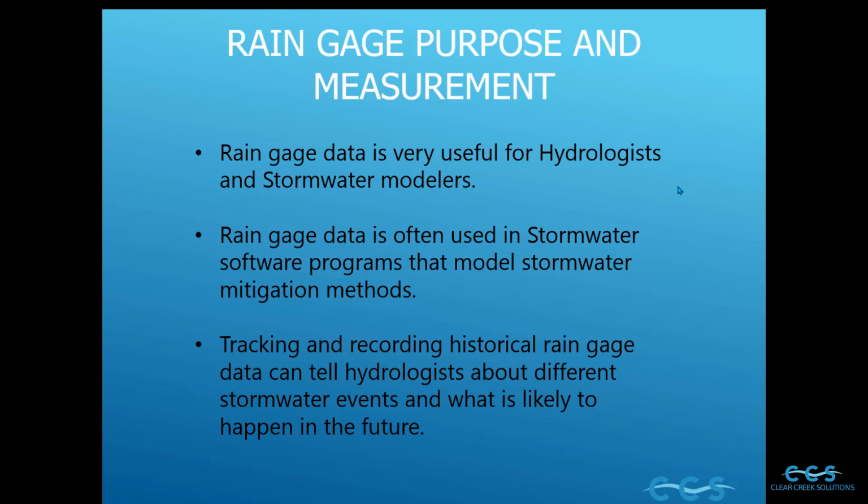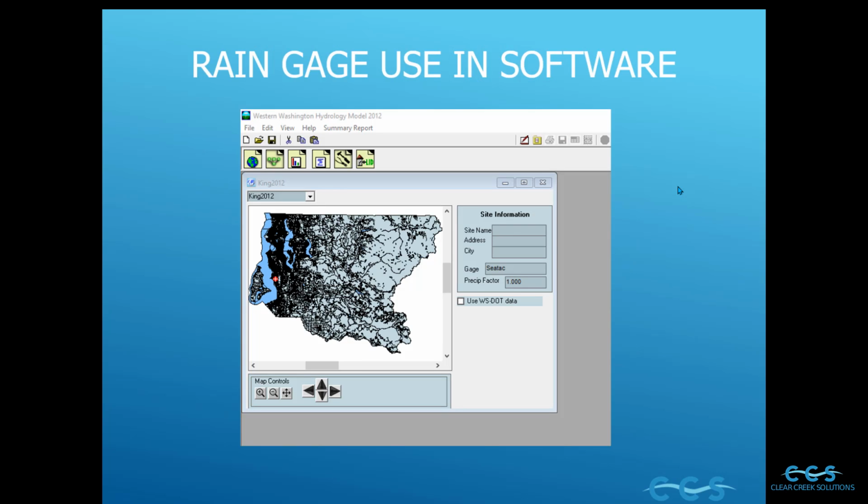So that's really good. Tracking and recording historical rain gauge data can tell hydrologists about different stormwater events and what is likely to happen in the future. So the whole idea behind continuous simulation is we're tracking rainfall data from up to 100 and past 100 years ago. And through this tracking of the rainfall data, we know what kind of stormwater events are likely to occur over a long period of time. And because we know that, we can also judge what will probably happen in the future. So that's why rain gauge data is very important for stormwater modelers and especially important for continuous simulation hydrology.